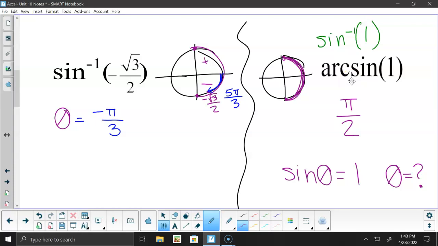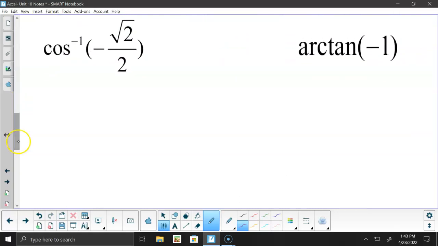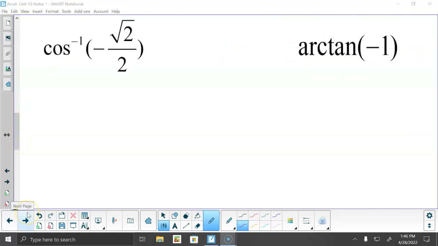Why did I go down here? So, yes, it's 5 pi over 3 on the unit circle, except I want my values to be in between positive pi over 2 and negative pi over 2, because I have that restriction on it. Yeah, you're going to have to memorize that.